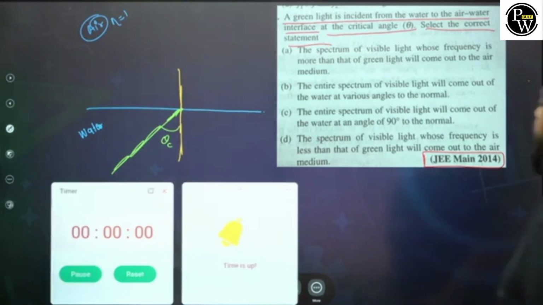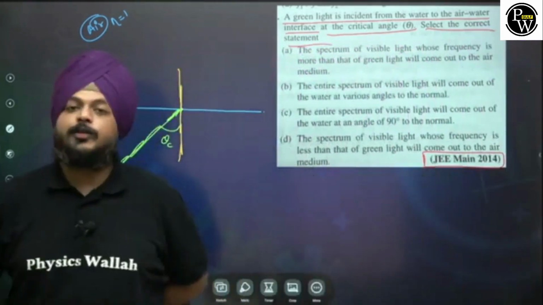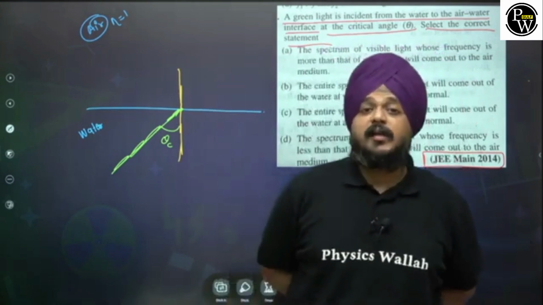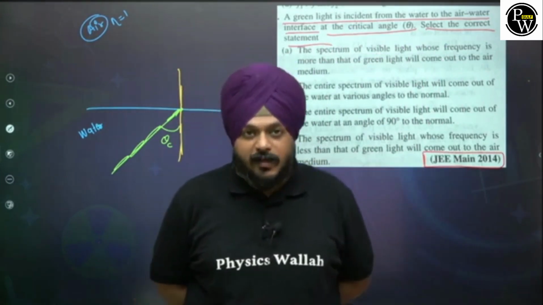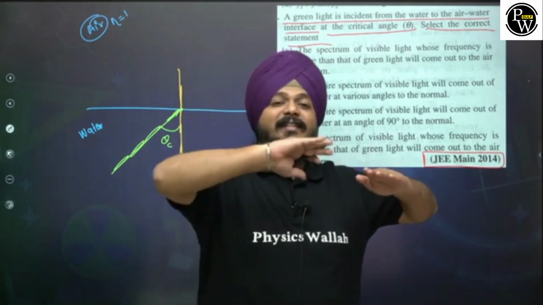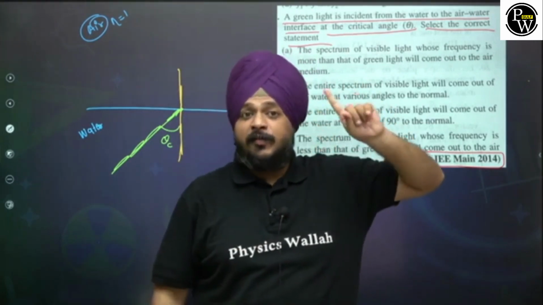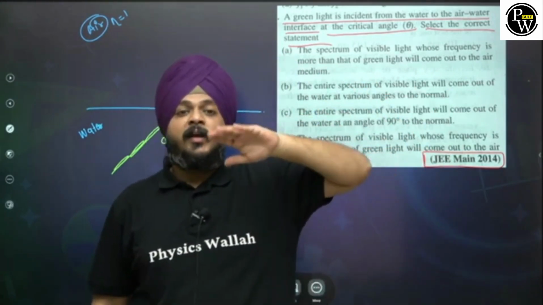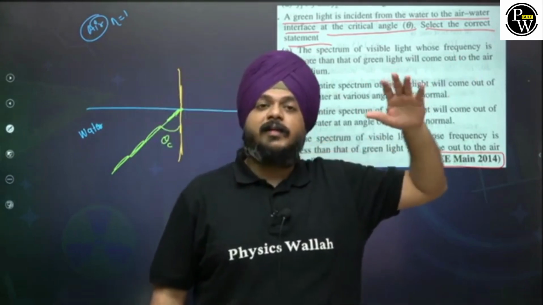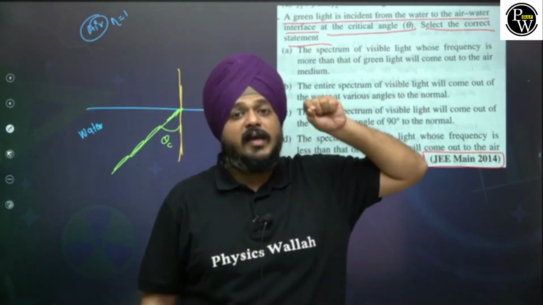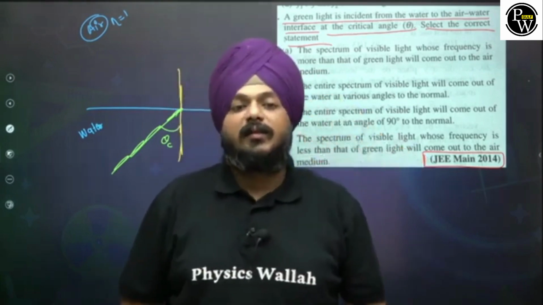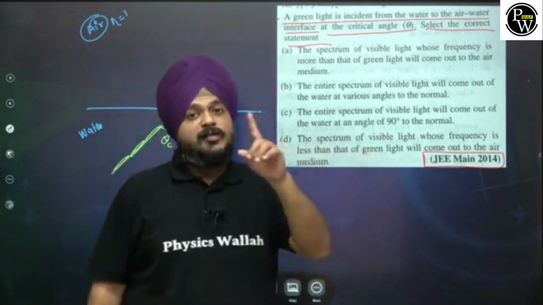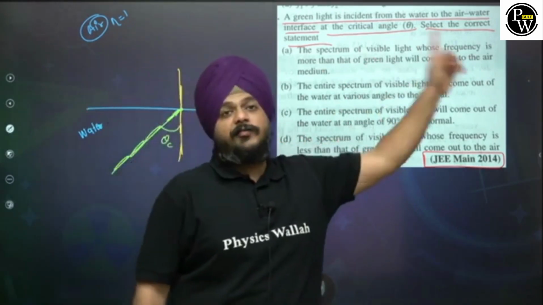Yesterday's lecture, we have already discussed the dispersion of light. In dispersion of light, we have seen, also in the simulation, that if white light is incident on a refracting surface, traveling from the denser to the rarer medium, then at the surface it gets dispersed into the 7 colors. That was VIBGYOR. You can check it in yesterday's lecture, where we changed the refractive index.